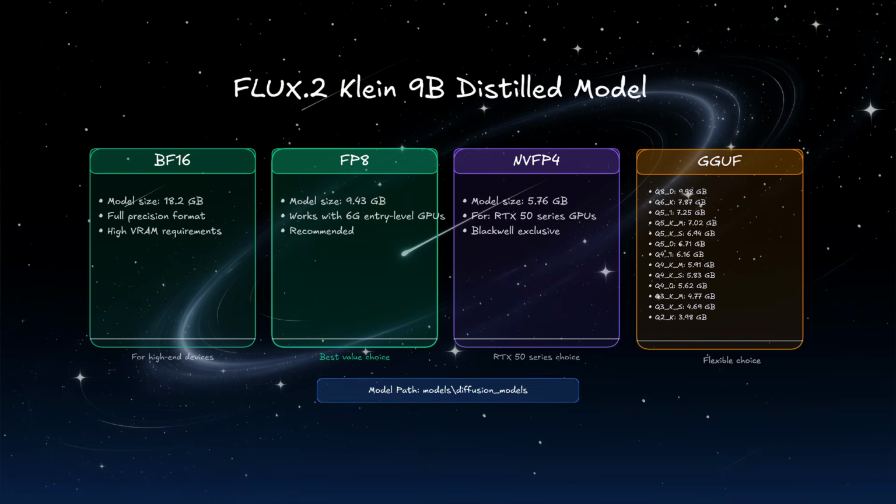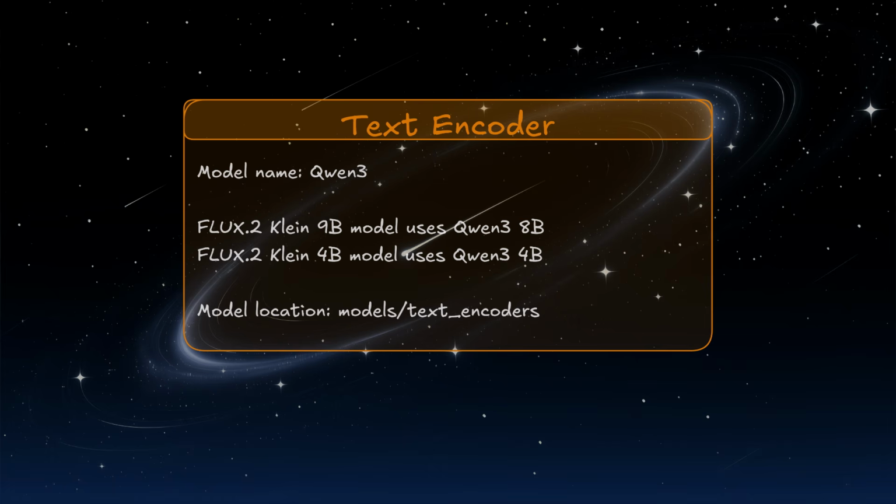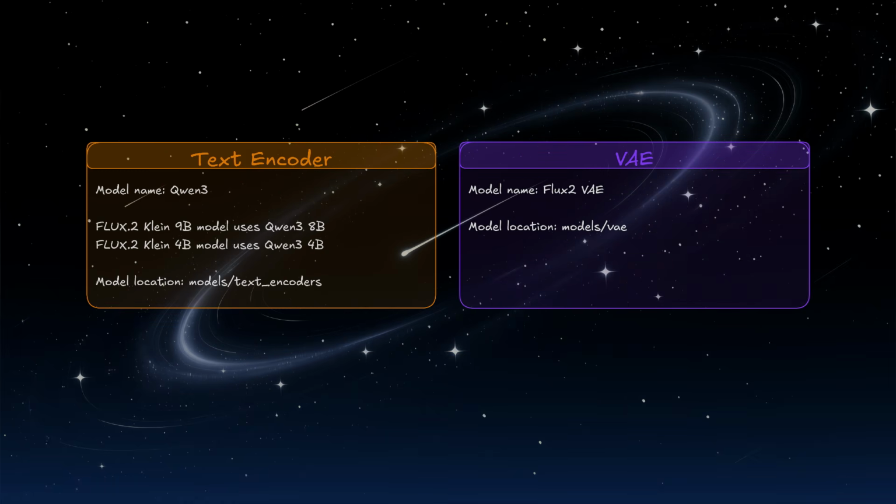Additionally, Unsloth has converted and released GGUF format models, making it easier to choose different quantization levels. Q4KM, Q6K, and Q80 offer good value. The text encoder uses Qwen3, the 9B model pairs with Qwen3-8B, and the 4B model pairs with Qwen3-4B. Both have FP8 format options. The VAE is FLUX.2 VAE.